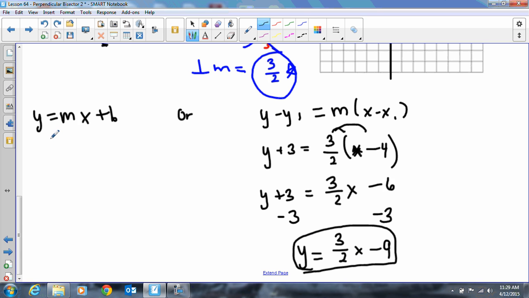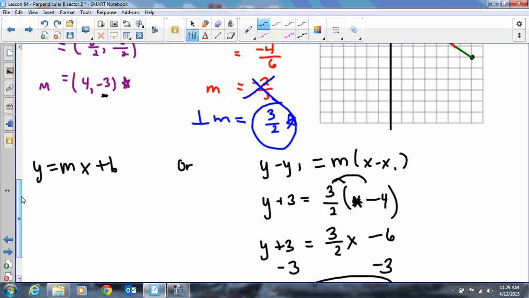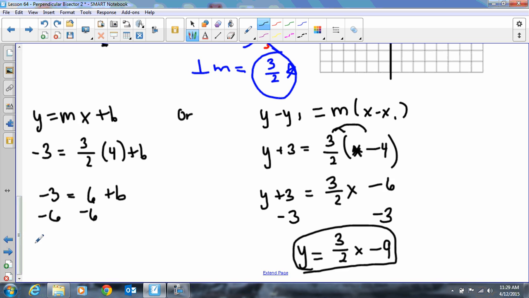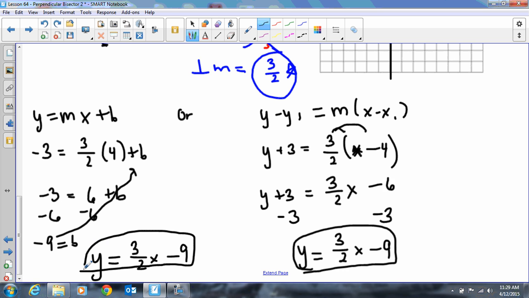All right, let me show you the other way here. If you want to do it the old school way, you plug in your -3 for y, you plug in your 3 over 2 for the slope, you plug in your 4 for x, and 3 over 2 times 4 is 6, and then you move the 6 by subtracting because you want to get b alone. And so see here you'll have -9 also. But now you have to plug it back into the equation to have your final answer be y equals 3 over 2x minus 9. Again, same answer either way.